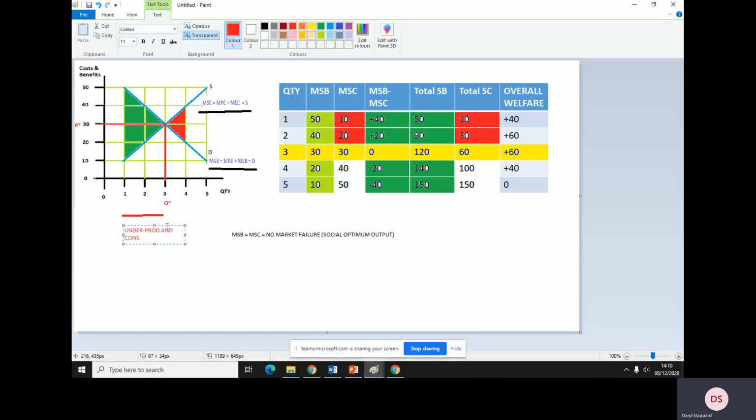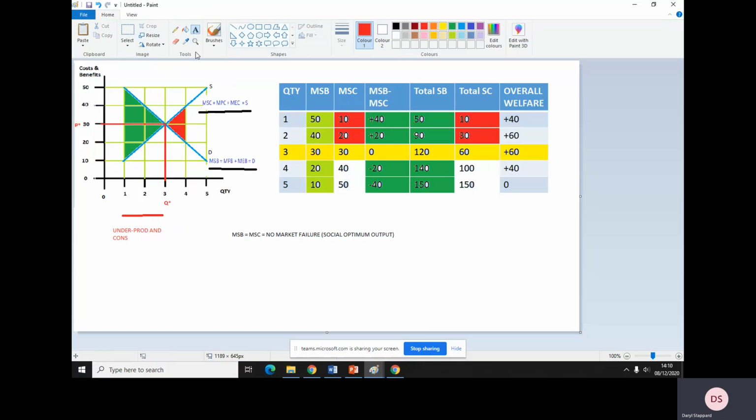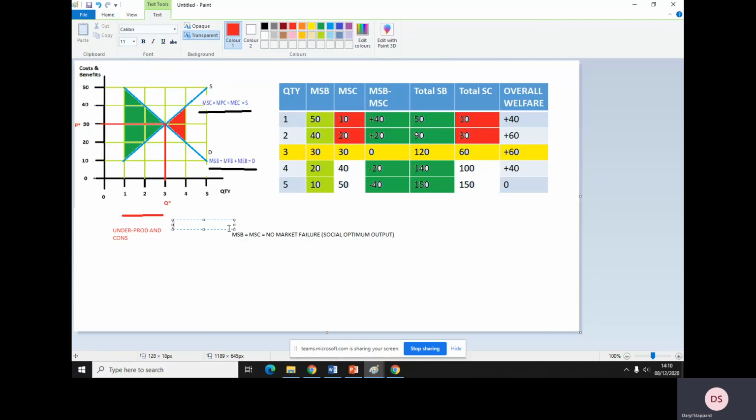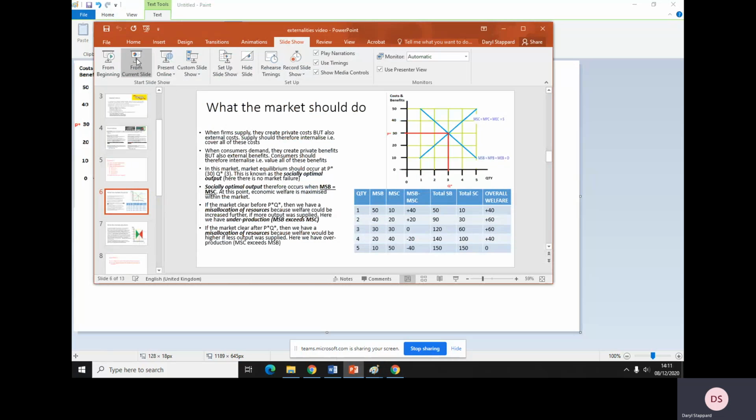In other words, what has happened is the market is not producing enough. We could increase economic welfare by producing more and selling more in this marketplace. If we go beyond free, we've got overproduction and overconsumption. In other words, the market is producing too much and economic welfare is starting to fall. Right, anyway, going back to the PowerPoint presentation.